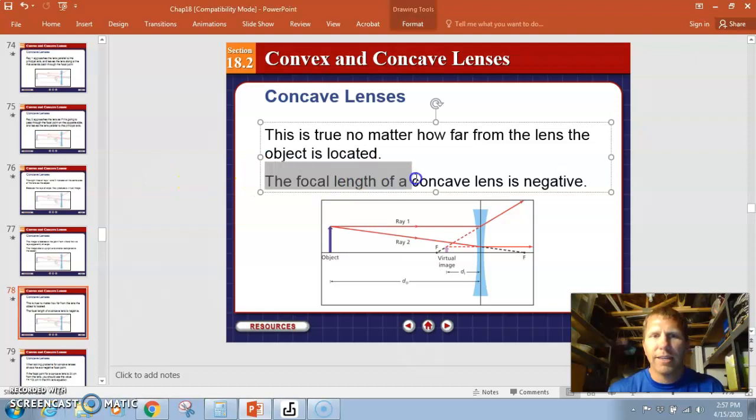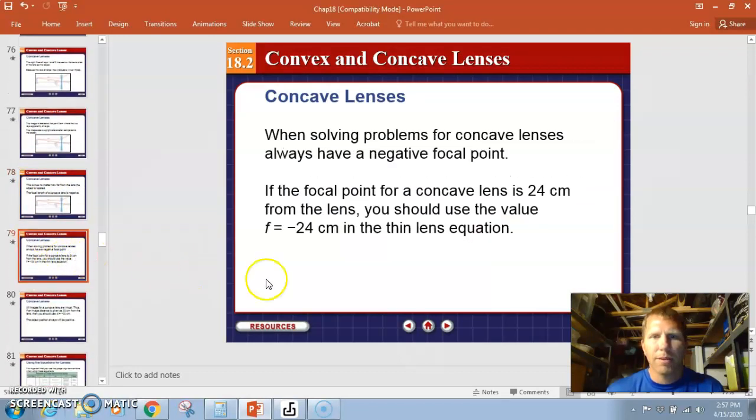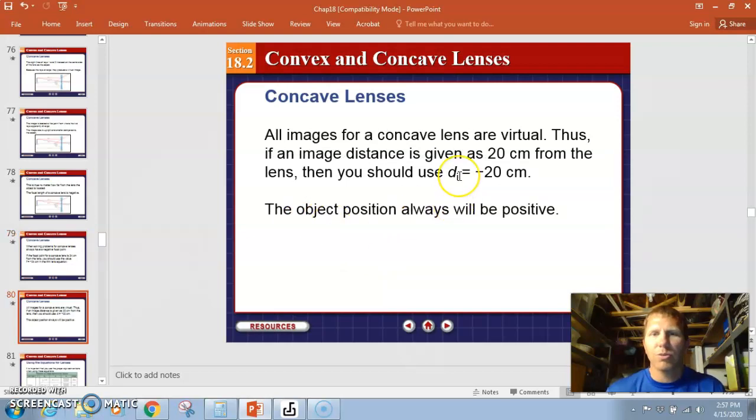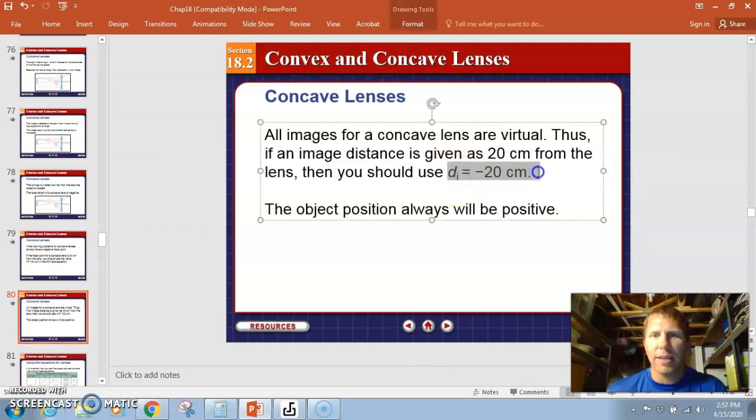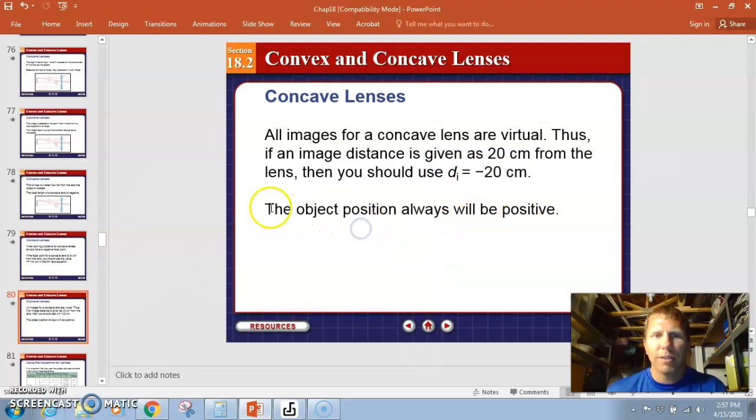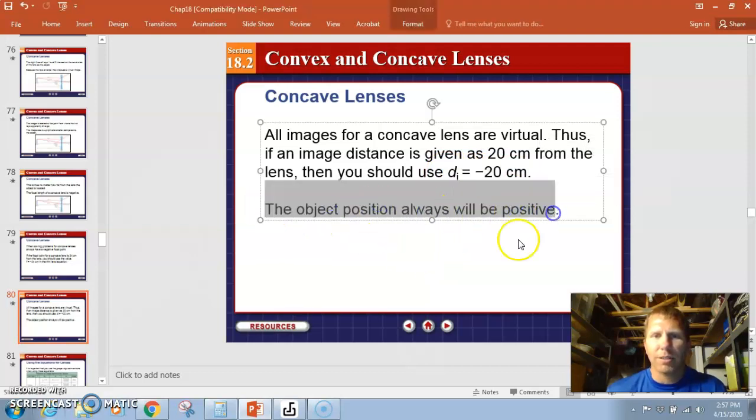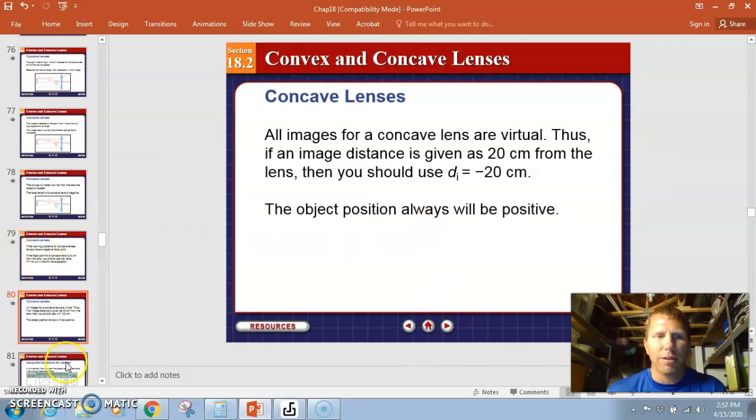Now, one thing to highlight here is the focal length of the concave lens is negative. So if we ever do any problems, we want to say that it is a negative f. So if it's 24 centimeters for the focal length in a thin lens equation, we will say negative 24. Same thing also occurs with DI, or the distance image, because it's on the same side as the object. Mathematically, we will say that it is negative 20. The only thing that is positive is always the object. Okay, the object is always positive.